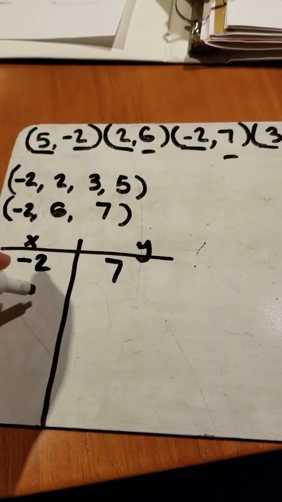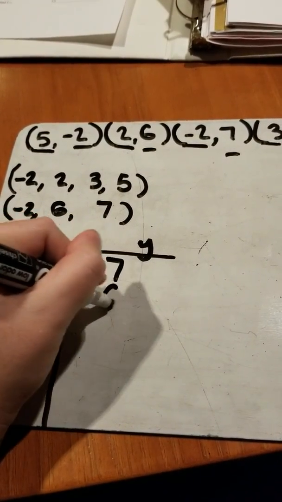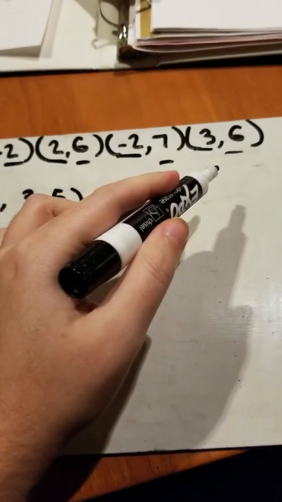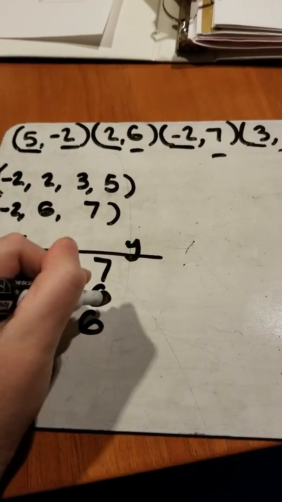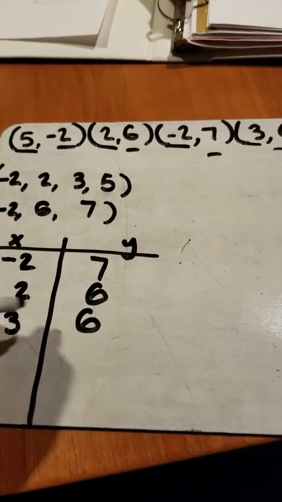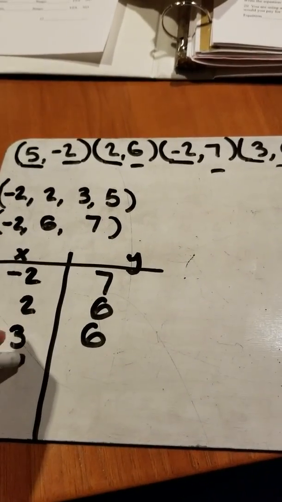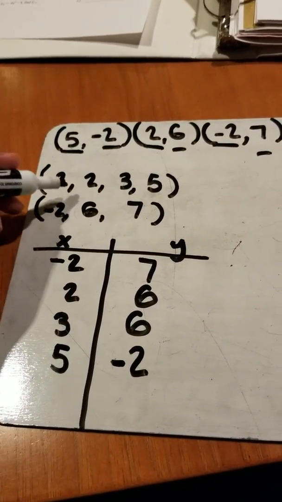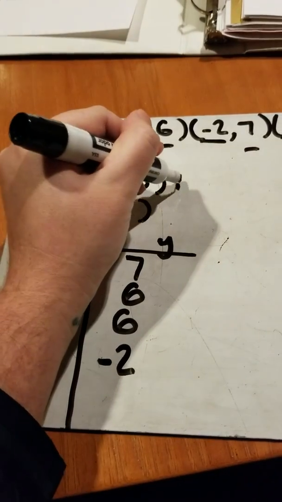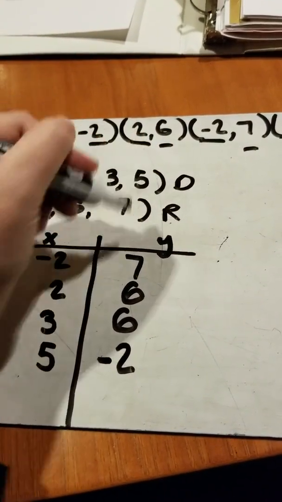2 is the next lowest number. We have 2 and we have 6. Well, 3 is our next lowest number. So we have 3 and we have 6. And we are going to write that again because we need to know that there are two 6s in this. And then our last is 5, -2. So that's just a refresher on tables and domain and range.